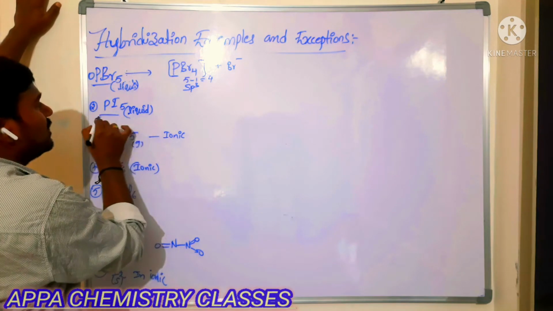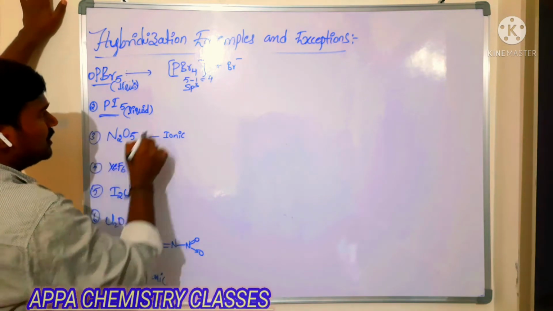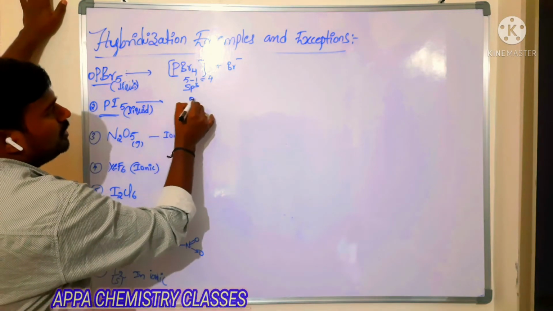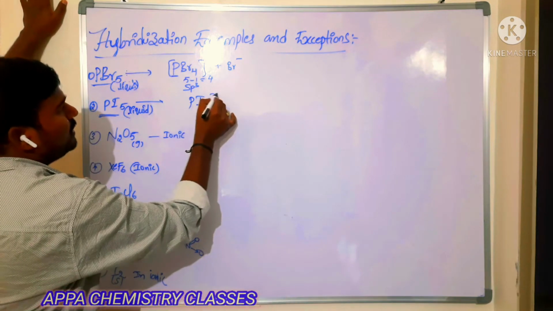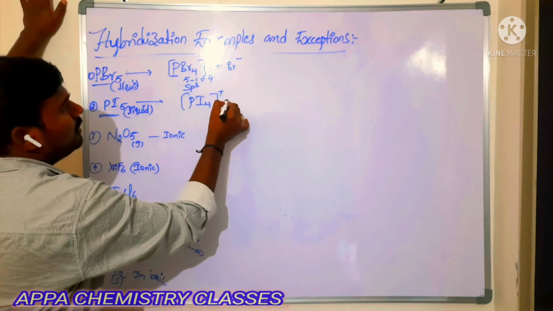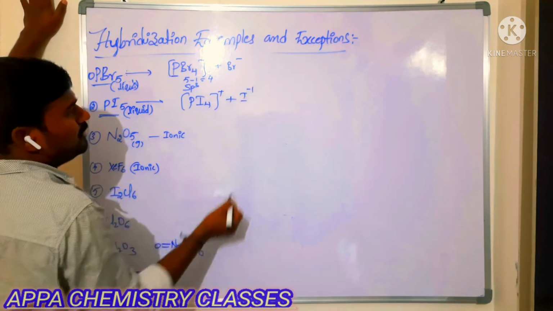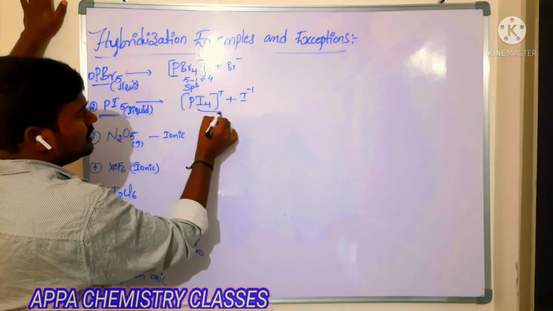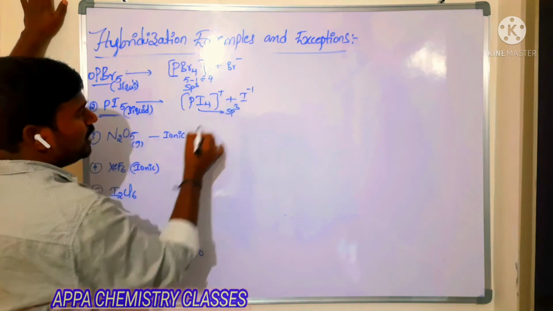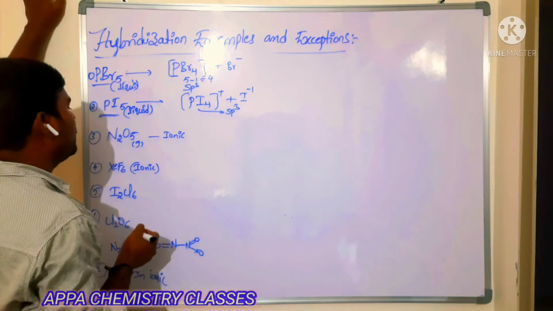So next, PI5 in liquid state is also not possible. We are going to get PI4 plus in ionic form and I minus. Here also phosphorus participates in sp3 hybridization. Okay? So very important one.